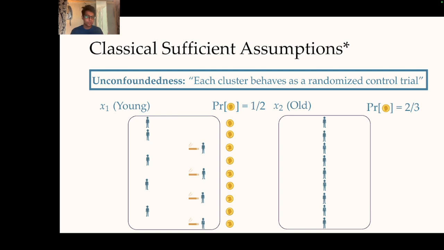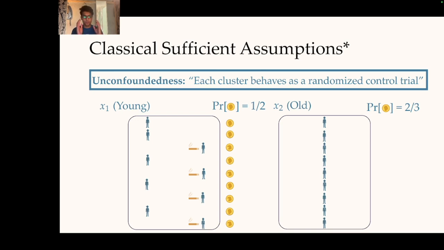So for instance, if the only feature that we observe for the individuals is their age, then we can partition individuals into two parts, young and old. And then in the young group, the decision of whether an individual smokes or not is only determined by a coin flip and not any other unobserved features of the individuals.